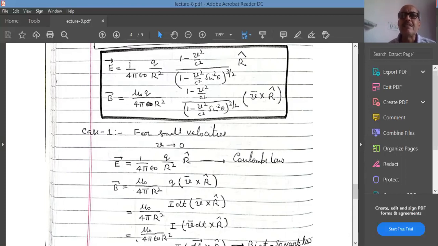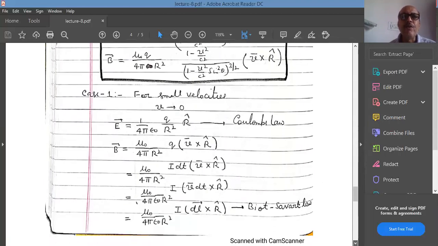Non-relativistic speed means the velocity of the particle is much smaller than the velocity of light. So we drop B square upon C square and B square upon C square sine square theta in comparison to 1. We are left with E equal to 1 upon 4 pi epsilon 0, Q upon R square into R cap. That is the well-known Coulomb's law. So we still have the Coulomb's law. What is appearing here is nothing but the relativistic effect, the effect of Lorentz transformation. That is an alternative way of deriving the electric field and the magnetic field expressions.